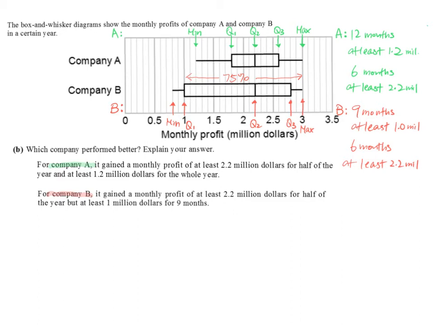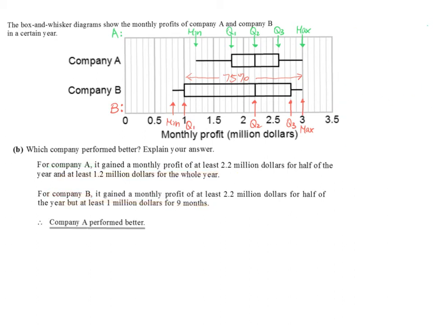But from part A, we know that Q1 tells us that 75% of the time it was at least 1 million. So if you take this versus this, it's pretty much a tie game. But it also shows that the upper half for both are pretty much similar. But if you look at this part versus this part here, this definitely shows us that company A has won the lower part of the game. And so by looking at this, we would conclude that company A performed better.